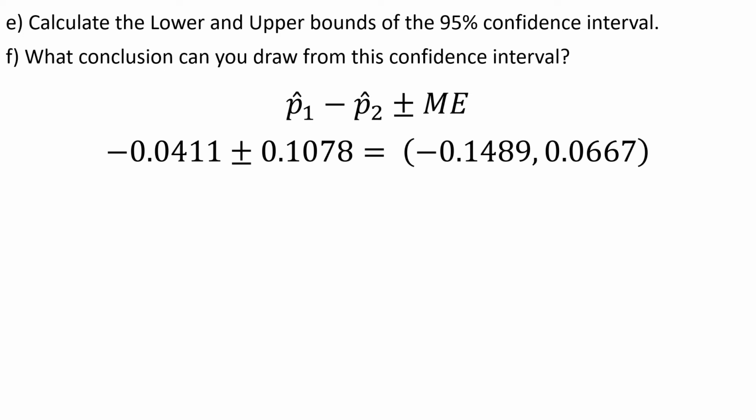And so what that tells us is we have no evidence from this data that the true values, P1 and P2, are any different from each other. In other words, 0 is a plausible value for P1 minus P2.